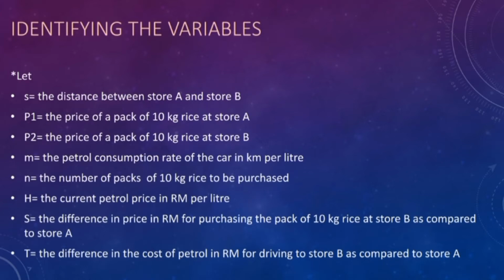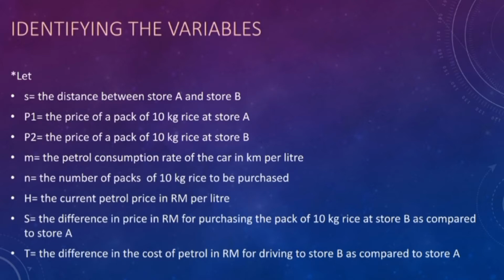Identifying the variables. Let S equal the distance between store A and store B. P1 equals the price of a pair of 10 kg rice at store A. P2 equals the price of a pair of 10 kg rice at store B. M equals the petrol consumption rate of the car in km per liter. N equals the number of pairs of 10 kg rice to be purchased. H equals the current petrol price in RM per liter.